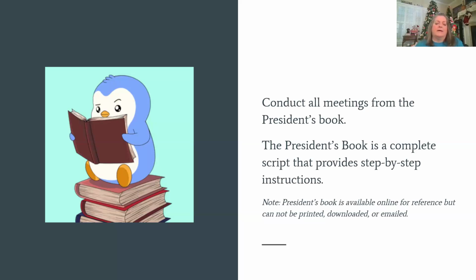Additionally, the president's book is now available online on the international website, but it cannot be printed, downloaded, or emailed. But in the event that you are left without the book, you still have access to it, so you can follow through the meeting if you pull it up on something electronic.